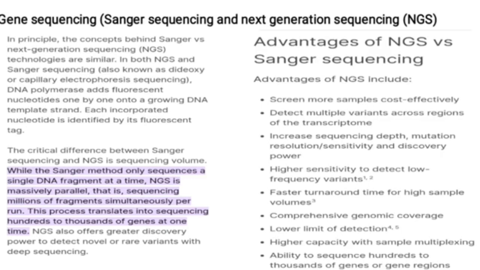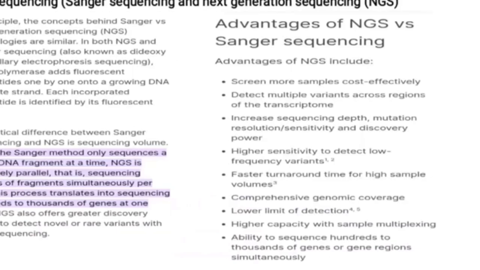What are the advantages of NGS over Sanger sequencing? Advantages of NGS include they can screen more samples cost effectively, detect multiple variants across regions of the transcriptome, increased sequencing depth, mutation resolution, sensitivity, and discovery power, high sensitivity to detect low frequency variants, faster turnaround time for high sample volume, comprehensive genomic coverage. So all these have very high capacity with sample multiplexing, ability to sequence hundreds to thousands of genes or gene regions. See the advantages.